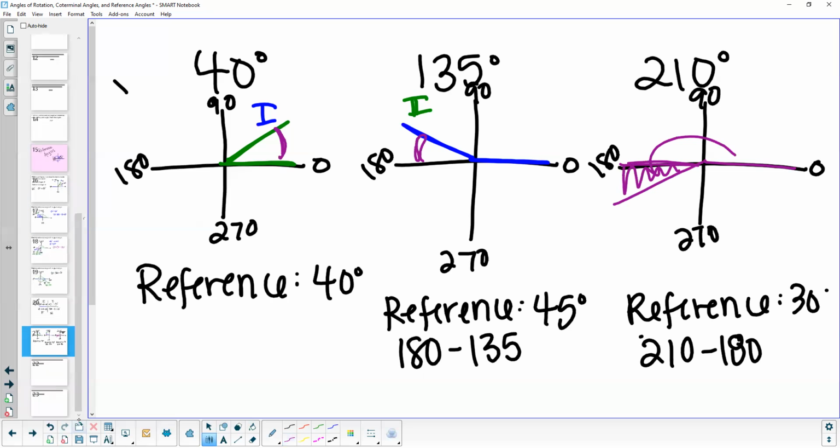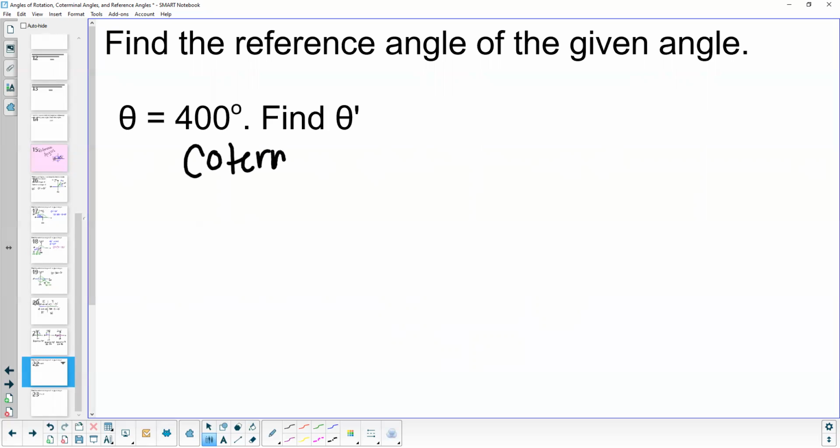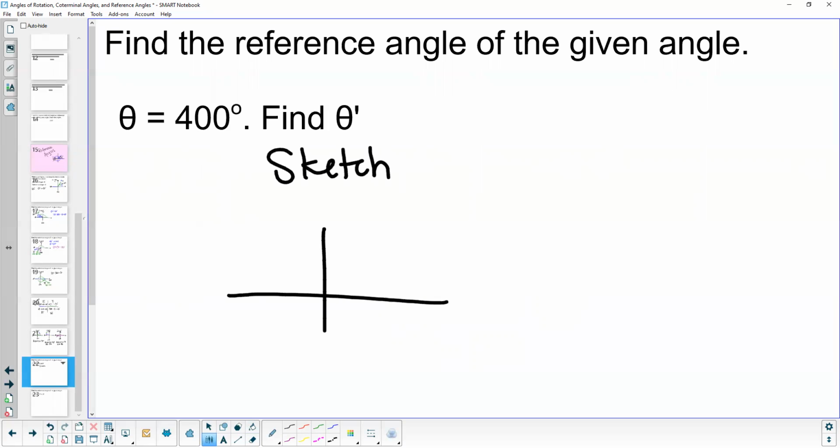Now, when it comes to our negatives, or our coterminal angles, if they happen to be coterminal, we want to do what we've done before, and sketch the picture of it. So let's sketch it, and then depending on the quadrant of our terminating end, we will use whatever pattern is associated with it. Okay, so let's take a look at this one. We want to sketch it.